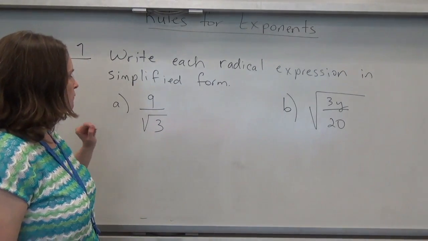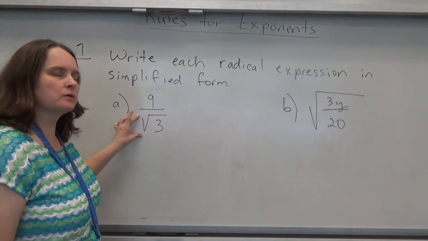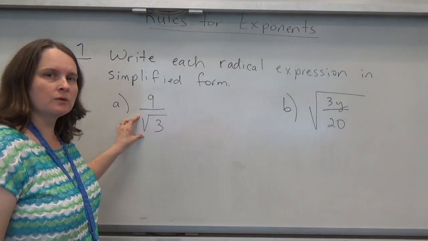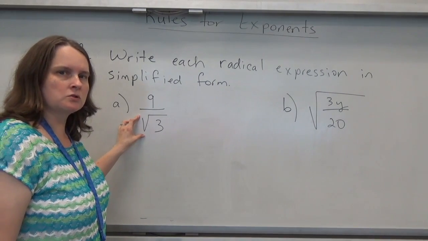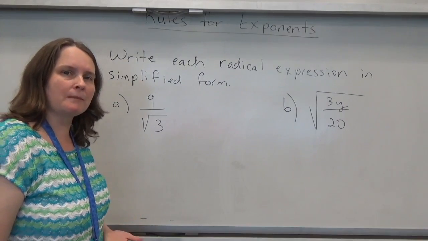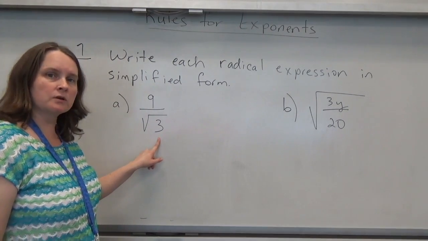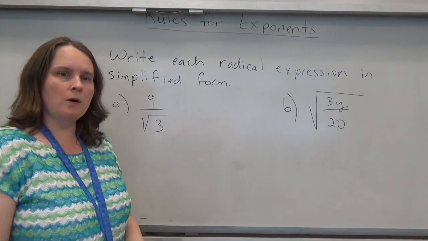Well, if we just wanted to concentrate on getting rid of the square root, what can I multiply the square root of 3 by so that it's no longer a square root? In order to eliminate a square root, I need to multiply it by itself. If I were to multiply the square root of 3 times the square root of 3, then what would that give me?